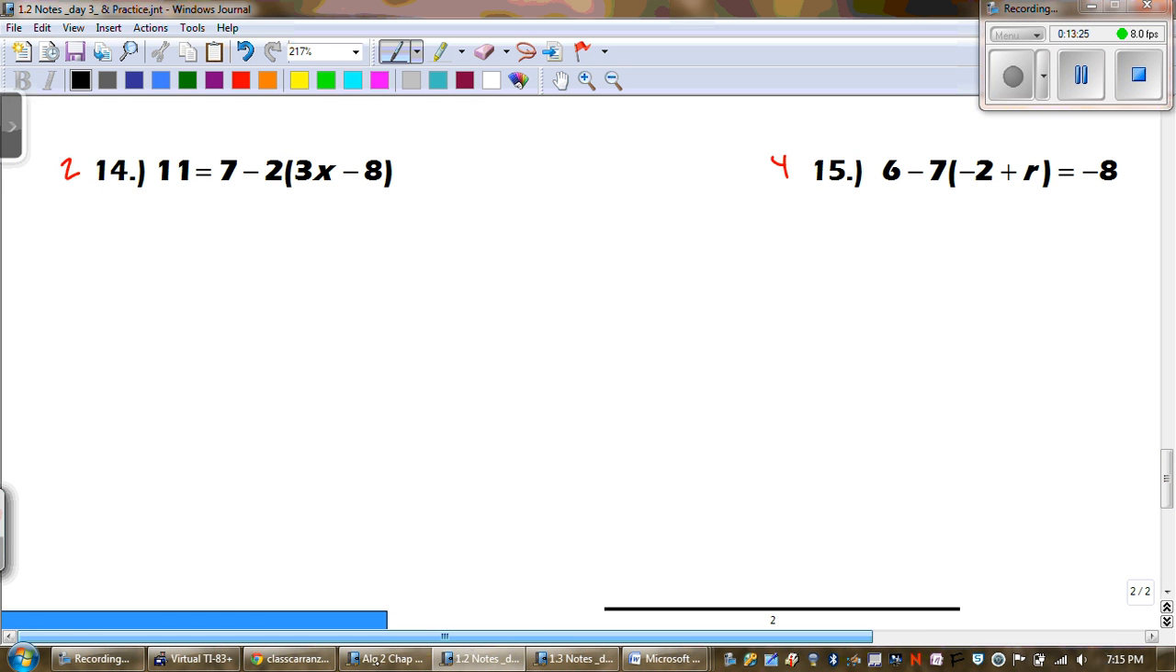All right, 2 more problems. Number 14, I want to see if you guys can do this all on your own. You're going to need to distribute, combine like terms, and then use inverse operations to solve. Okay? So go ahead and pause the video, and good luck.